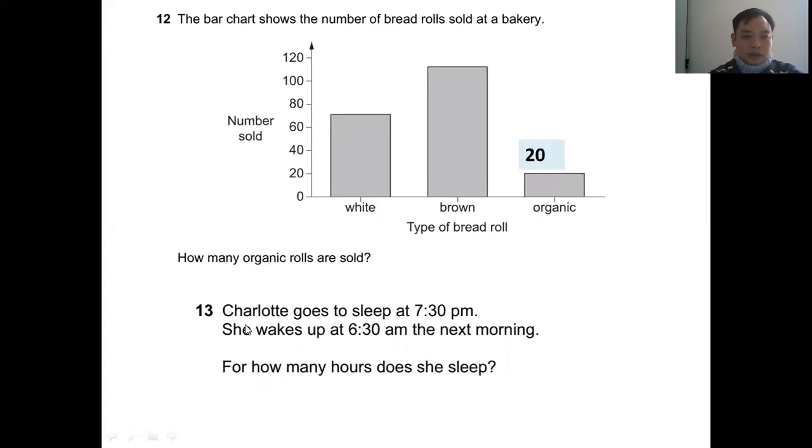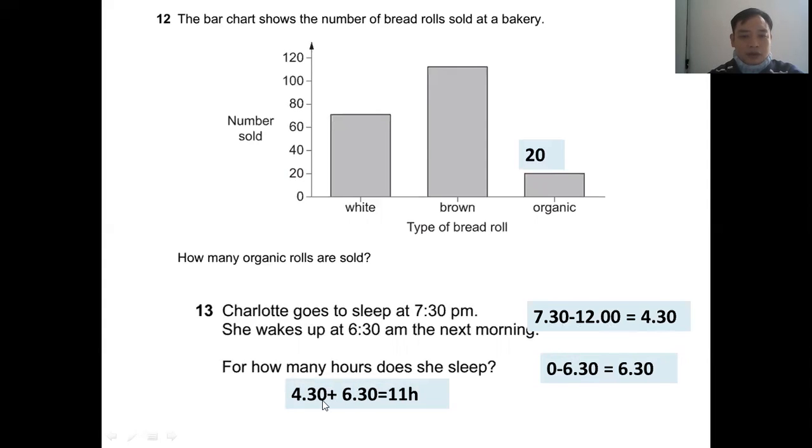Question 13. Charlotte goes to sleep at 7:30 p.m. She wakes up at 6:30 a.m. the next morning. For how many hours does she sleep? So you can calculate from 7:30 to 12 midnight, which is 4.5 hours. Then from midnight to 6:30 is 6.5 hours. So when you add them together, you get 4.5 plus 6.5 equals 11 hours.